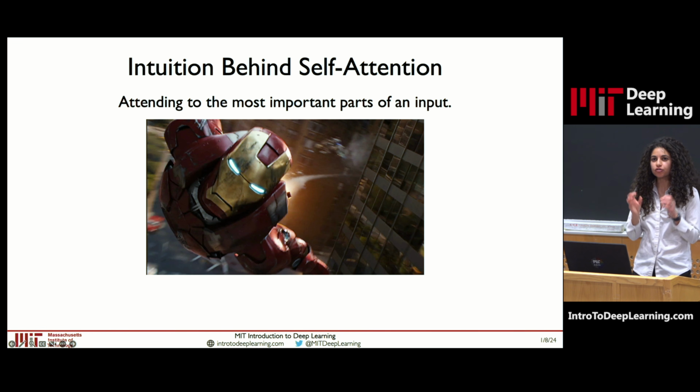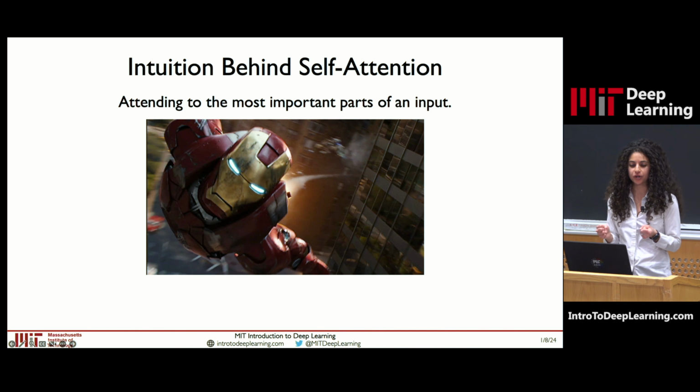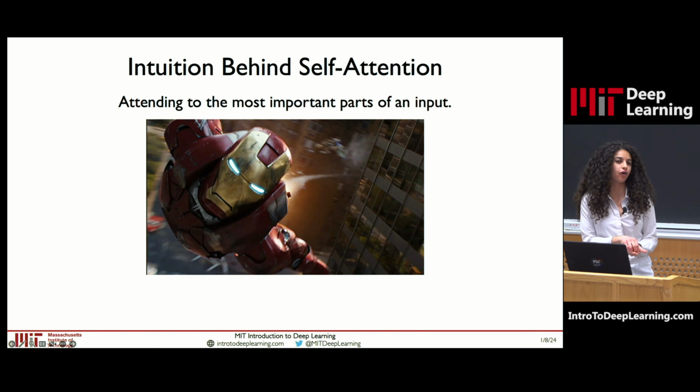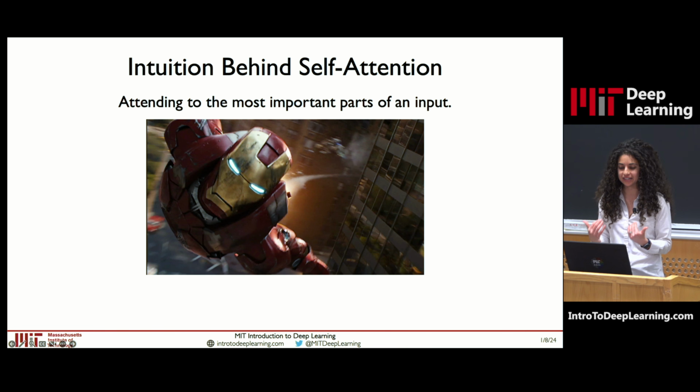Okay, so the core nugget, the core intuition, is this idea of let's attend to and extract the most important parts of an input. And what we'll specifically be focusing on is what we call self-attention, attending to parts of the input itself. Let's look at this image of the hero Iron Man. How can we figure out what's important in this image?